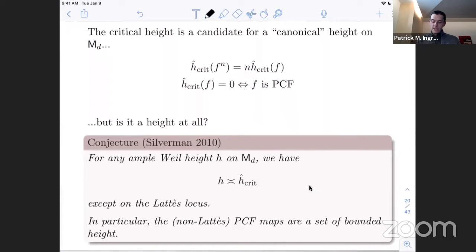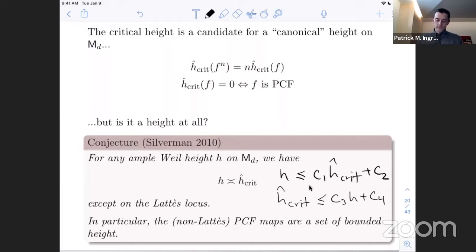And here what I mean is, these are real valued functions, and I mean that each one is bounded by a linear function of the other. And of course, you need to know in advance that any two ample heights on M_d will be held in this relation, because otherwise this is not going to be true. And this is spectacularly false for the lattes examples, so we make an exception for the lattes examples.